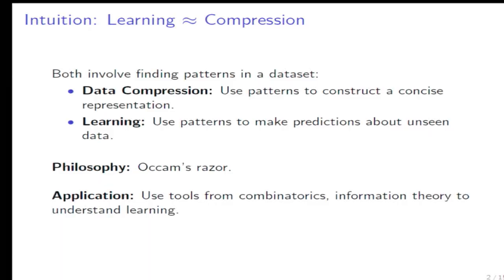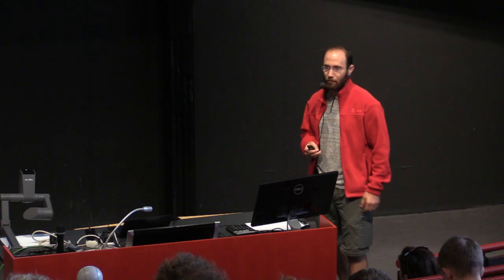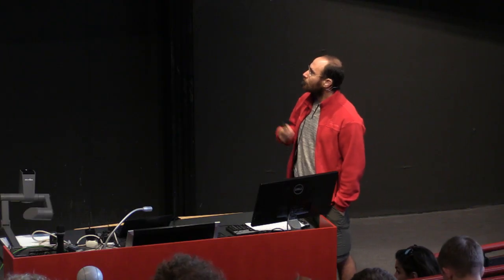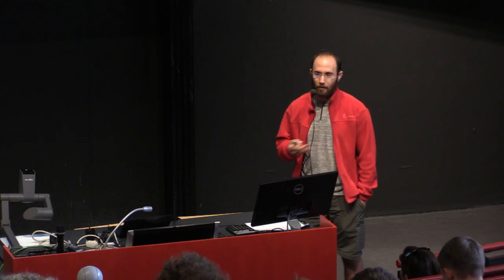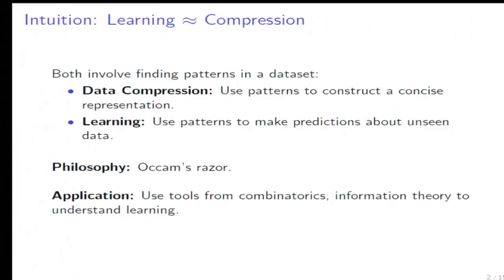I want to start off my talk with a basic, simple, and I think fairly central intuition in learning theory. The intuition is that learning and data compression are very closely related tasks. They might actually be equivalent in some senses. You can think about it this way: if you want to compress some data set, you look for patterns in that data set that repeat, and you use those patterns to create a more concise representation.